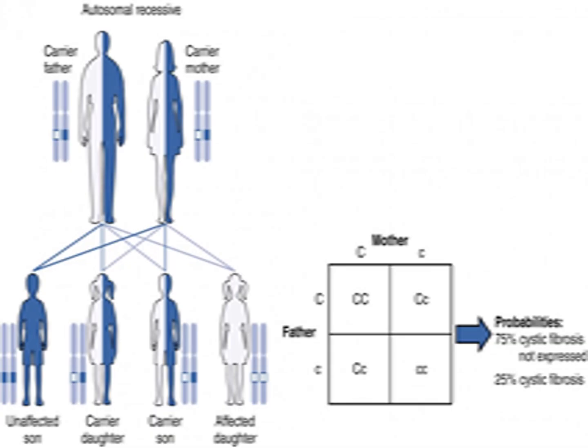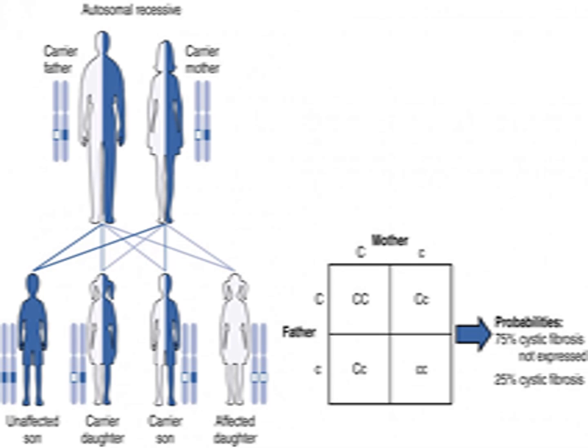So this is an example of an autosomal recessive condition. You can see a carrier father and also a carrier mother. When they give birth to 4 children, one of the males will be unaffected, one of the daughters will be a carrier, one of the sons will also be a carrier, and one of the daughters will be affected by the condition.